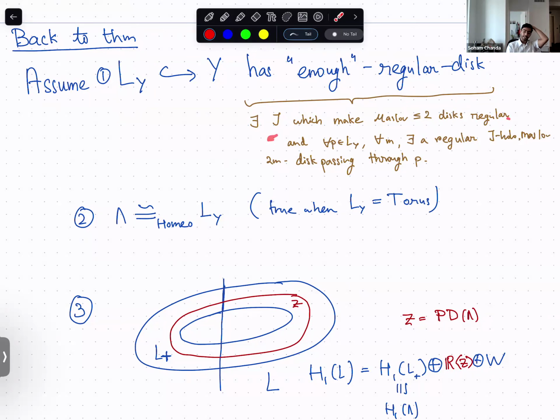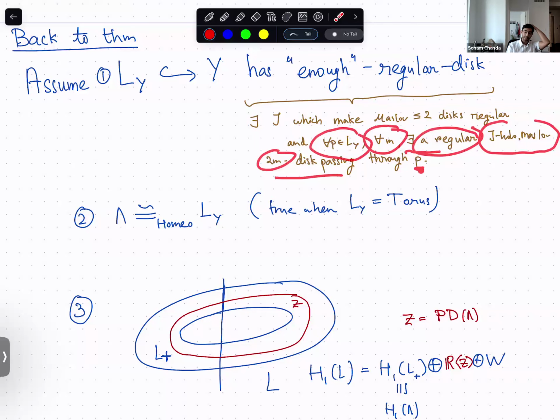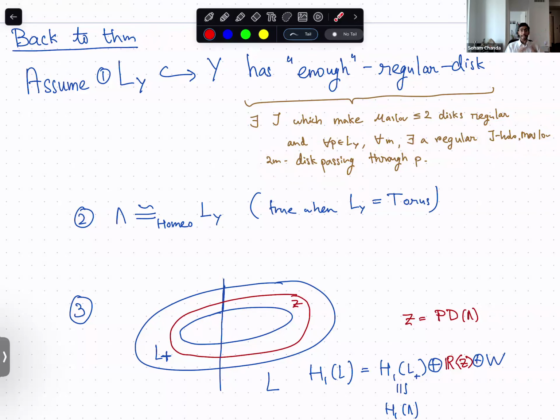And for that J, given any point and given any M, there exists one regular J-holomorphic Maslov 2M disk passing through the point. I'm not saying that everything is regular.